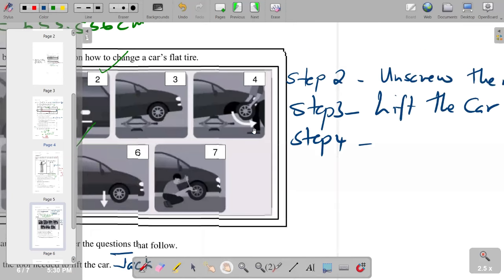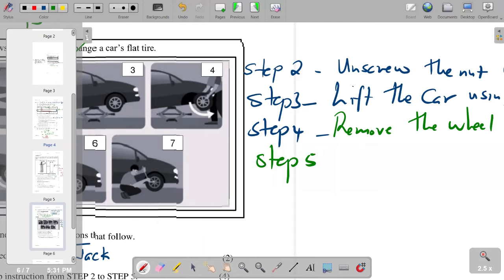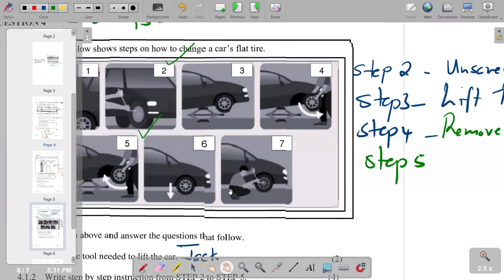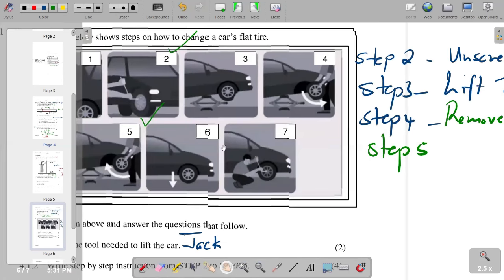So step 4, at this point, we can see that there is the issue of the wheel, whereby the wheel is being removed. So remove the wheel. Then we move on to step 5, which is the last step. Step 5, we are seeing that there's an arrow pointing inside, which means the wheel is being taken inside. So we are taking back the wheel, put on the spare wheel.